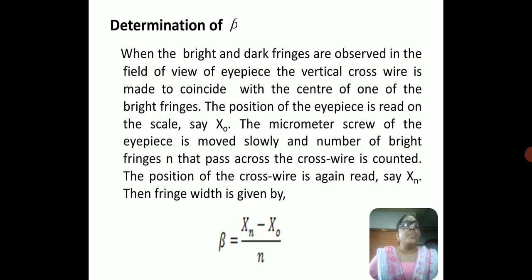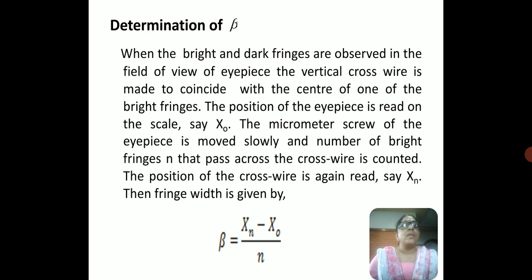Then the micrometer screw of the eyepiece is moved slowly, and the number of bright fringes, say n, that pass across the crosswire is counted. Then the position of the crosswire is again read, say that is xn, for n fringes passed, and then the fringe width is given by beta is equal to (xn minus x naught) divided by n.